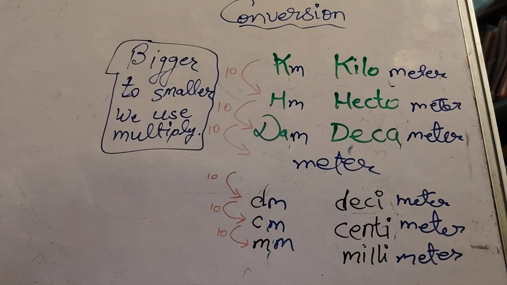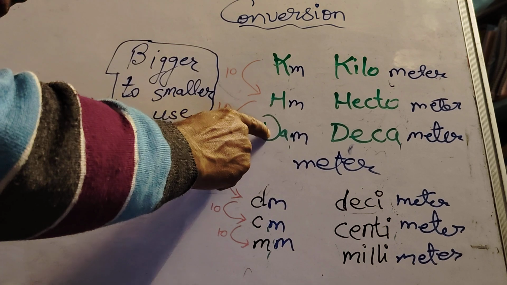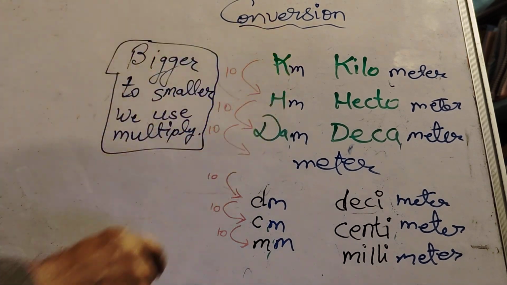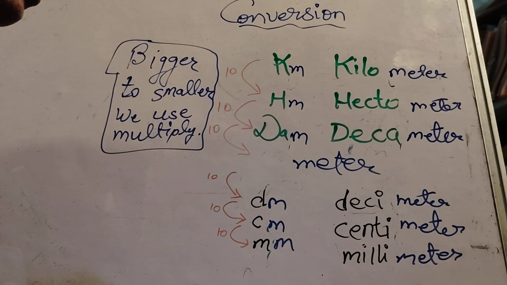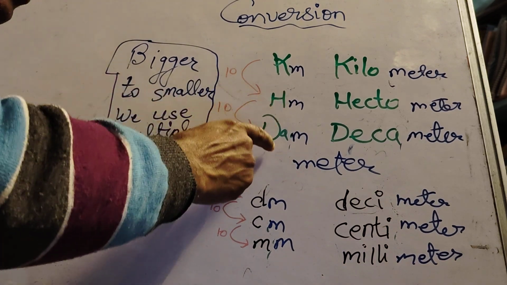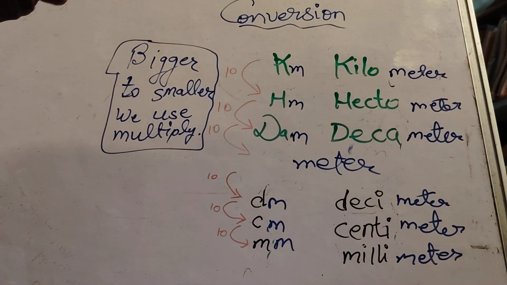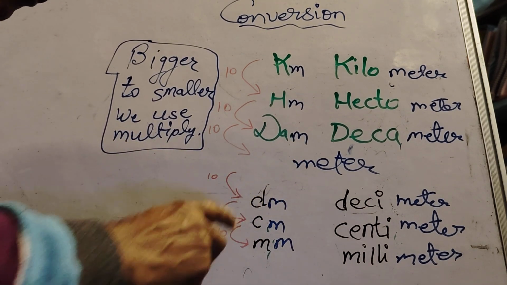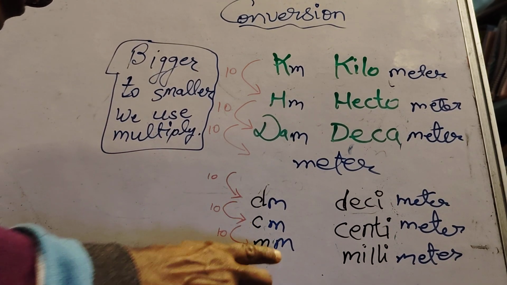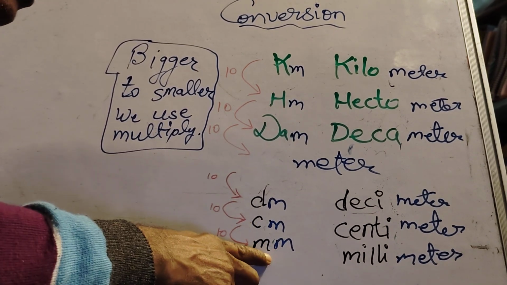So look at the mnemonic, the trick here, learned in nursery class: kangaroo hopping down mountain drinking chocolate milk. The first letter of that rhyme we can use here: K for kangaroo, K for kilo; H for hopping, H for hecto; D for down, D for deca; M for mountain, M for meter; D for drinking, D for deci; C for chocolate, C for centi; and M for milk, M for milli.